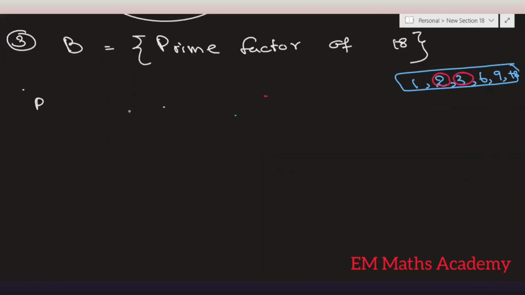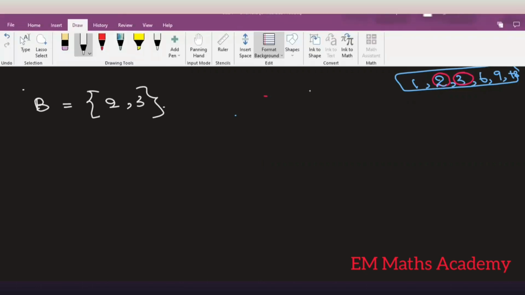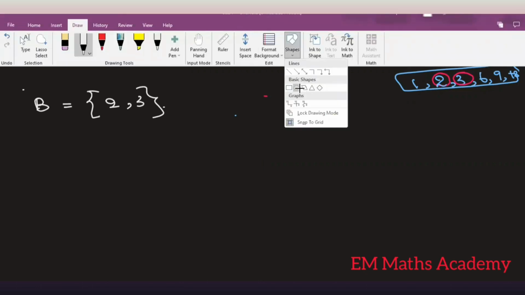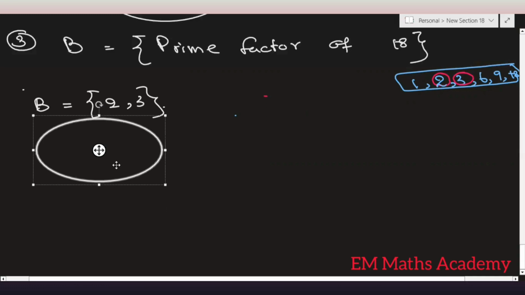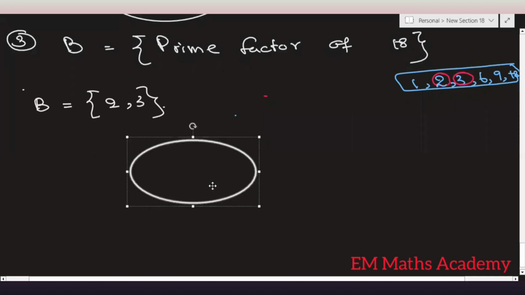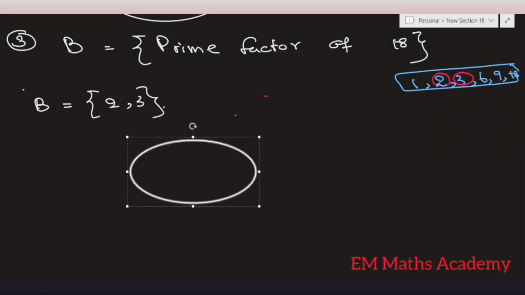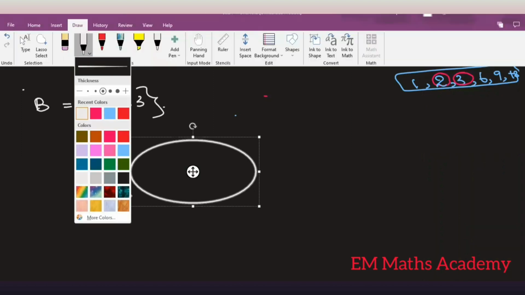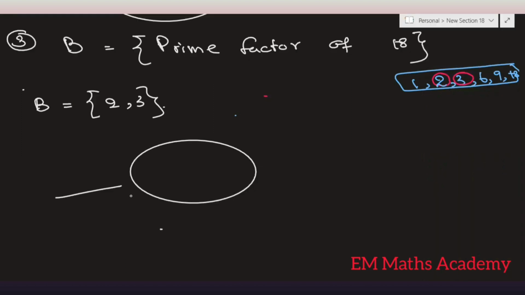So you can write B in listing elements method, sorry, not descriptive: it is 2 and 3. Next, it is the Venn diagram method. Then we take a closed plane figure. If you want, you can take a circle shape, it doesn't matter. No need to always take an oval shape. Now name this as B and write 2, 3.